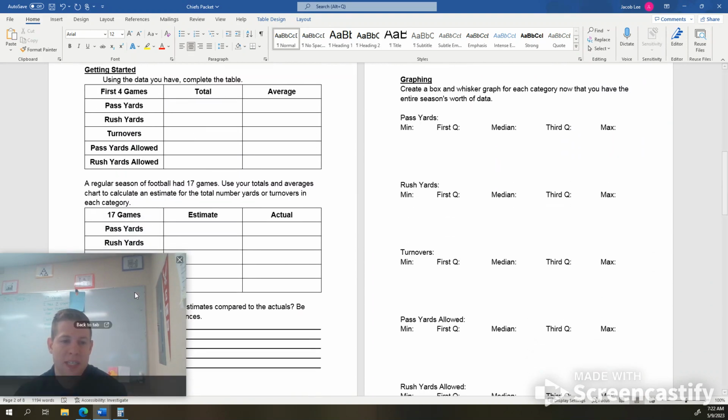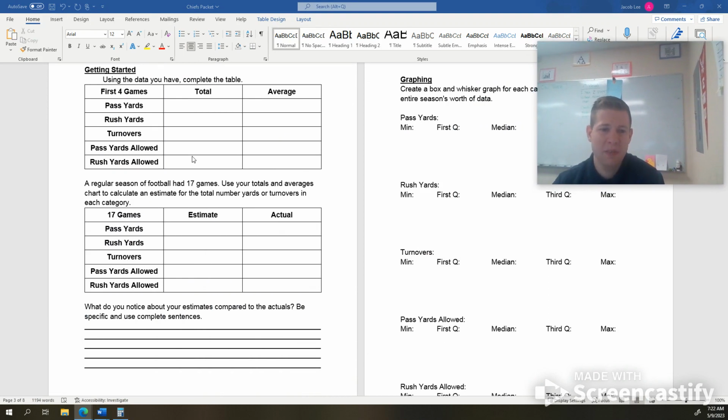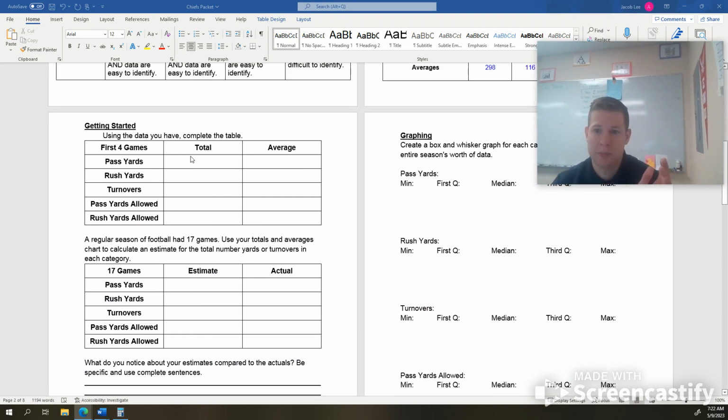The second page is taking that information and breaking it up. So this first table just wants you to look at the first 4 games and find totals and averages. So you'll add up the first 4 games of each of those columns, and then you'll divide it by 4.